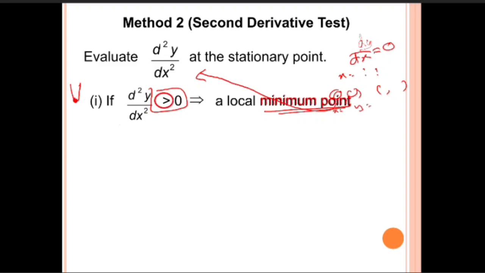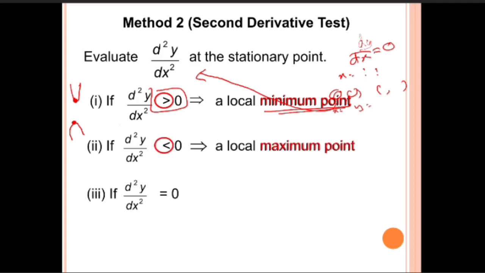Next, if it's less than 0, so this means you have not enough money. So you're sad. When you're sad, you have that sad face, and that's a maximum point. And one more is when it's equal to 0. So when the second derivative is equal to 0, this means that the test fails, because you want to know whether it's a local minimum point or local maximum point. But when it is equal to 0, then the test fails because it's not a minimum or maximum point.